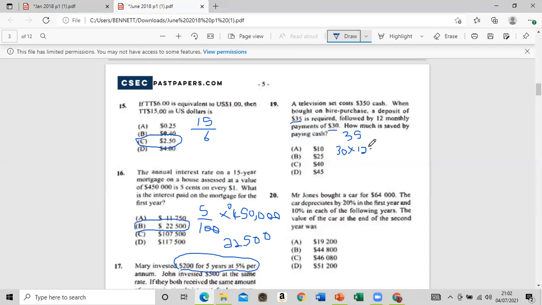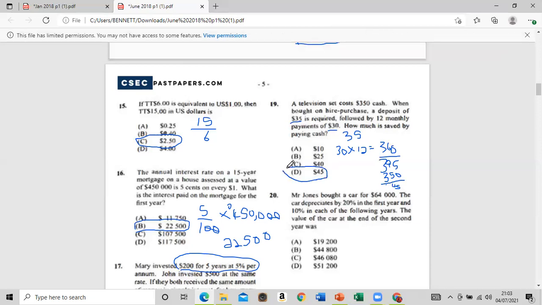So how much do we get for that? 3 times 12 is 36. So that's 360. You know the drill, guys. So if we add this 35 plus 360, we get 395. And then now we need to take away 350 from this, the hire purchase price minus the cash price. Rich people always save on everything. So that gives us 45.